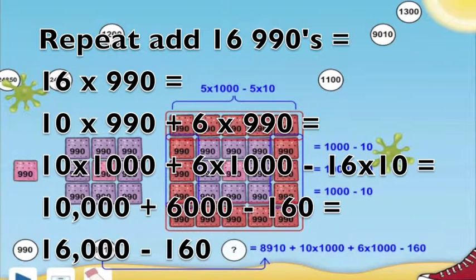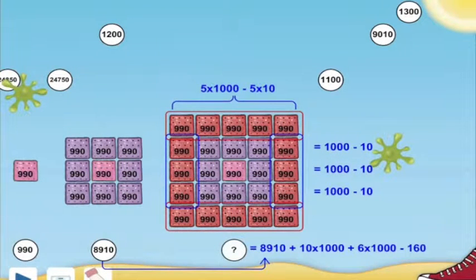10 times 1000 is 10,000, 6 times 1000 is 6,000, and 16 times 10 is 160. So we have that 10,000 plus 6,000 minus 160, and that is equal to 16,000 minus 160. We must now add the result of 16,000 minus 160 to the previous total of 8,910. We can use another strategy where we're going to pull out 300 from the 16,000 and use 100 of it to add to the 8,910, and the remaining 200 we'll use to subtract 160 away from.